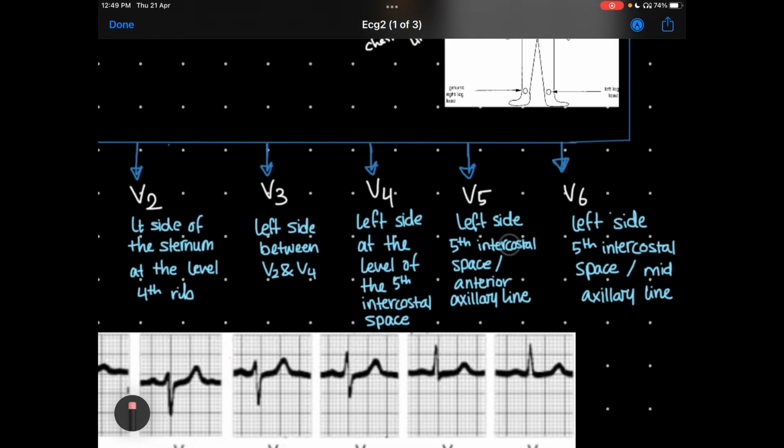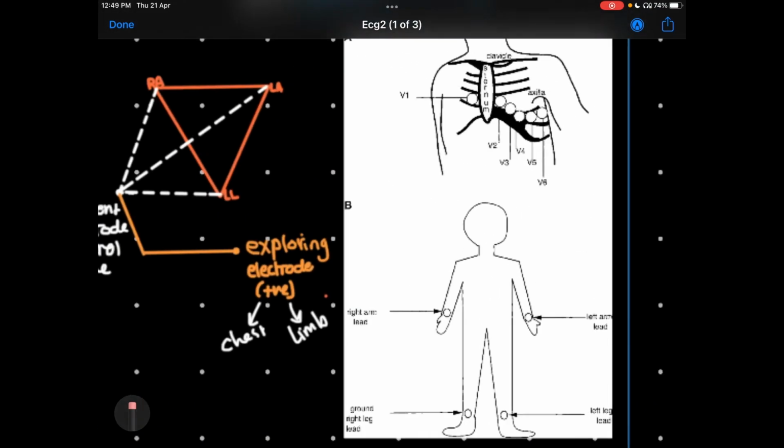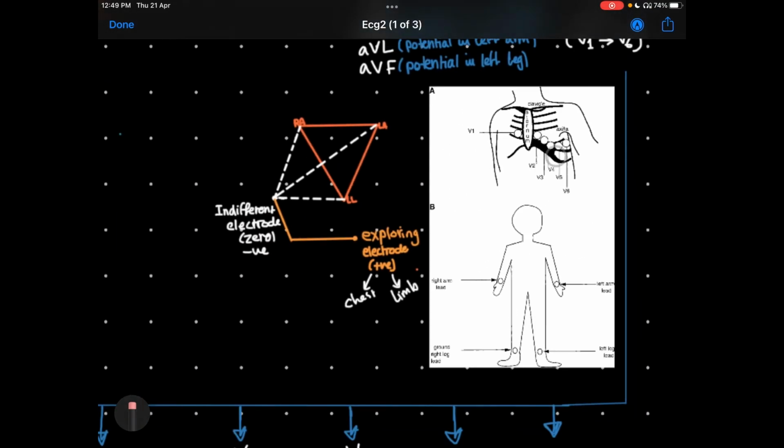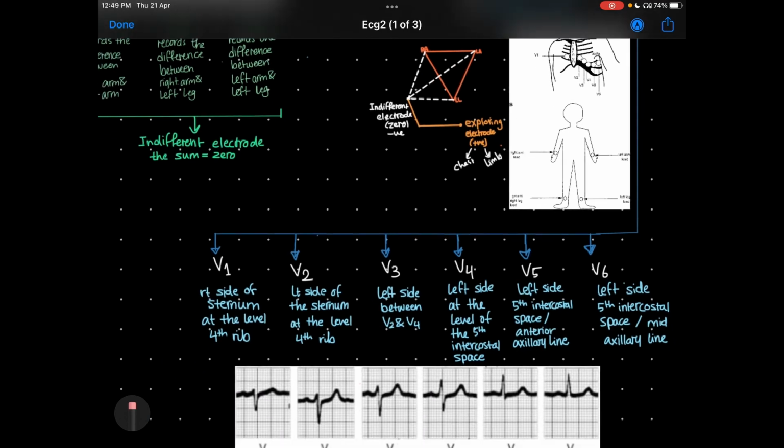V5 is also at the fifth intercostal space, but further to the lateral. We call it anterior to the axillary line. V6 is also at the fifth intercostal space, but at the mid-axillary line, so it is also further lateral, as we can see here. V4, V5, and V6 are all located at the fifth intercostal space, but they go beside each other.